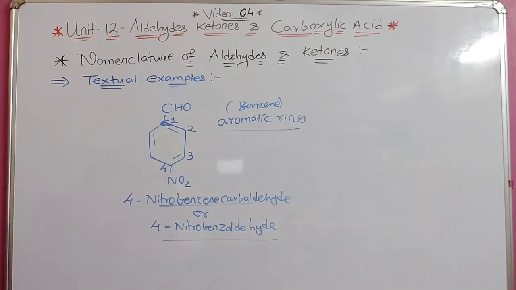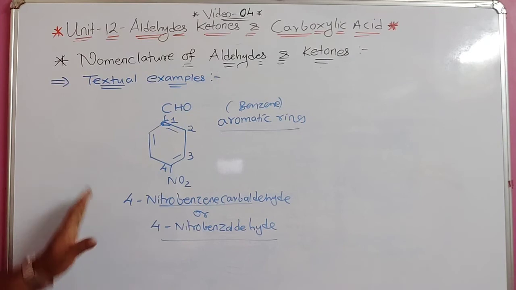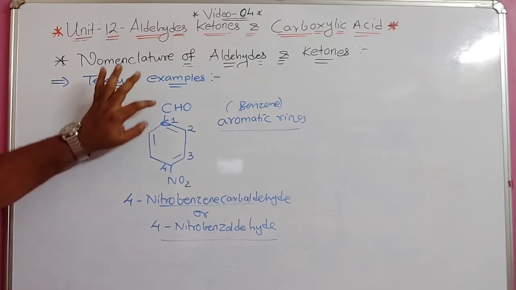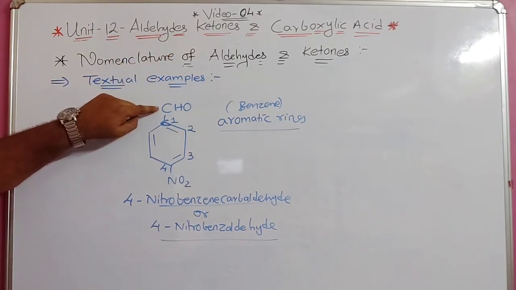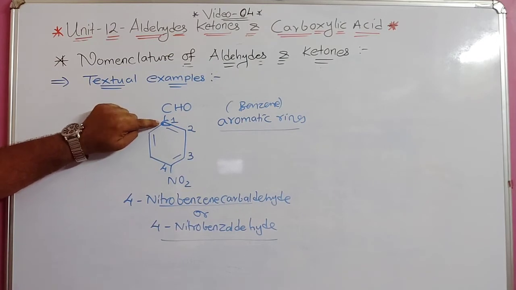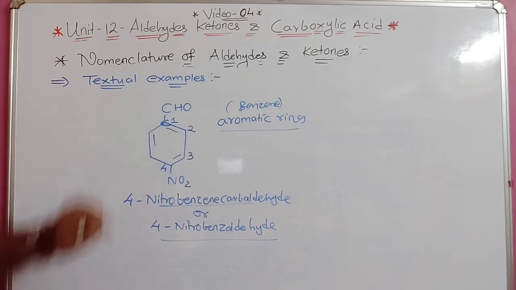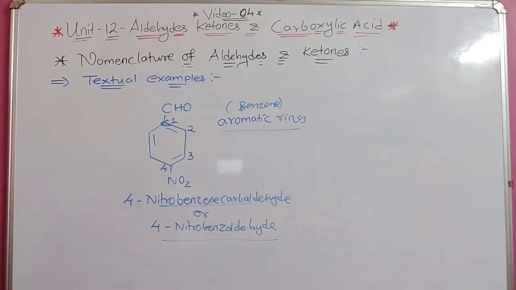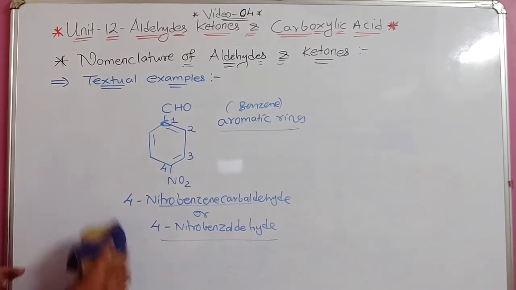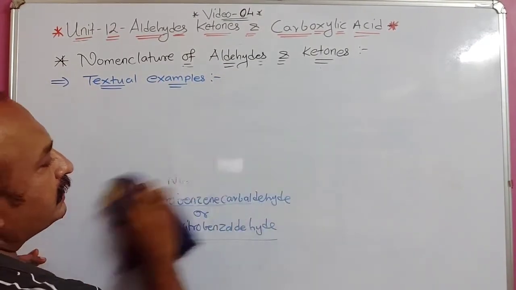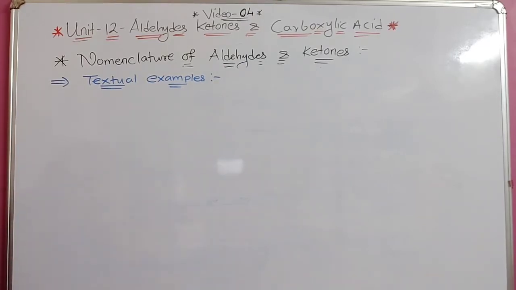You can see here, substituents are also there. Always remember that the carbon bearing the aldehyde group is always given number 1. Don't forget this. This is a little bit different, I think, but it is given in your textbook, so it's not a problem. Now the next one: we are going to discuss the IUPAC names. Which names of the textbook are we going to discuss?